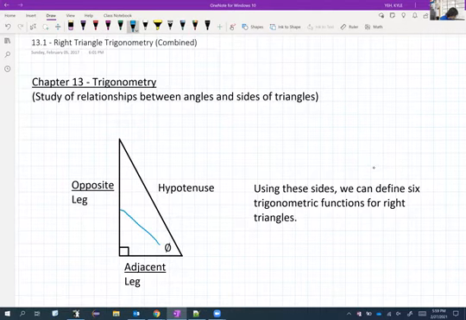And this leg is opposite theta. But it all depends on where theta is. For example, if theta in red were up here, well, then the opposite would be down below and the adjacent would be next to it on the left, right? So it's all dependent on which angle we're looking at, where theta is. But if we know the names of these three sides, we can define 6 trig functions for right triangles that you are going to need to know.